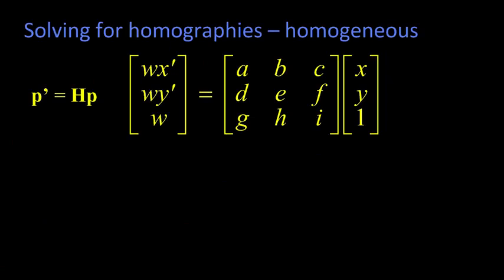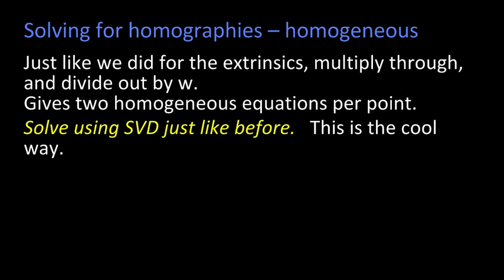Thinking about this set of equations, we've already seen this. Remember when we were doing the extrinsics, and we had a whole bunch of equations, 2n of them, and we had Am equals 0 because we didn't change it? So we can do just like we did before. You multiply this through, you divide out by w, and you'll get 2 homogeneous equations for each point.